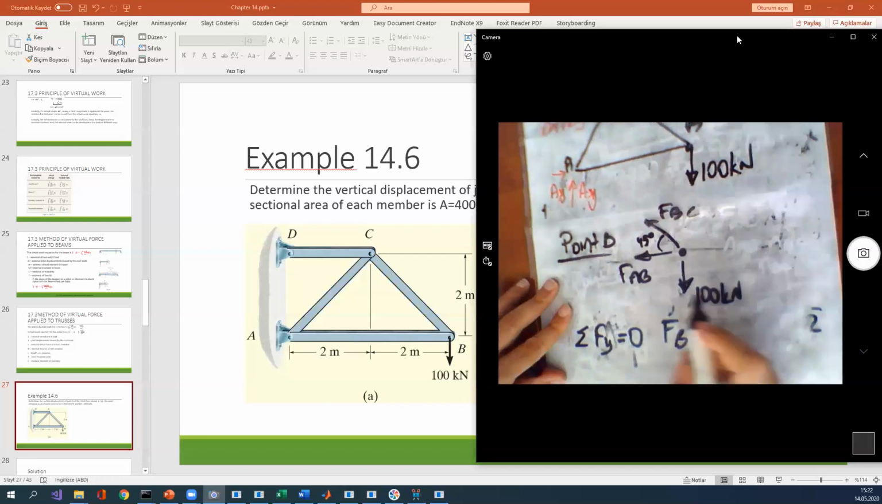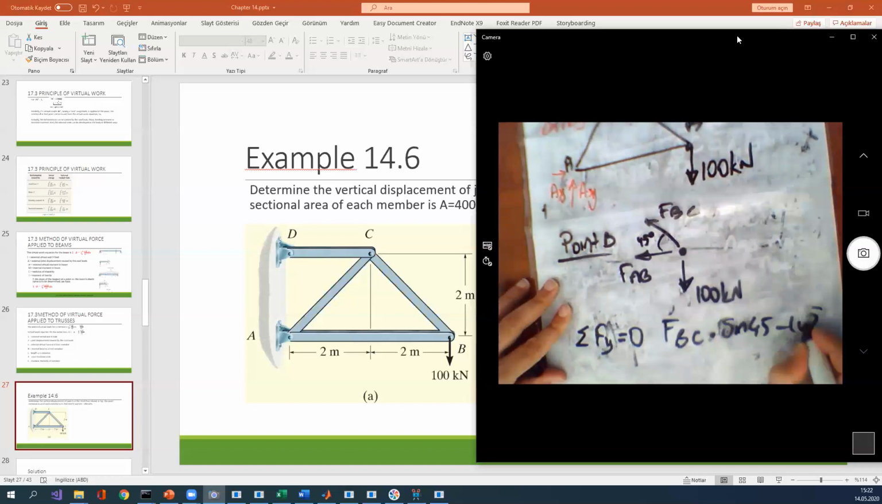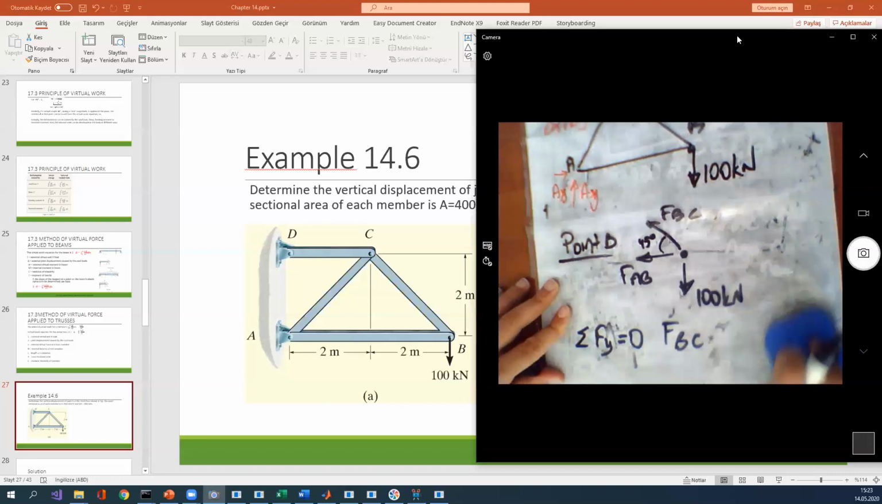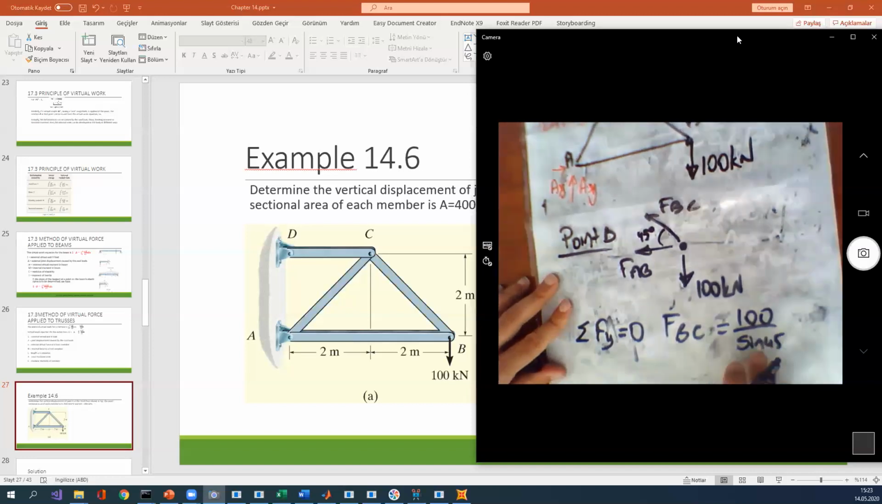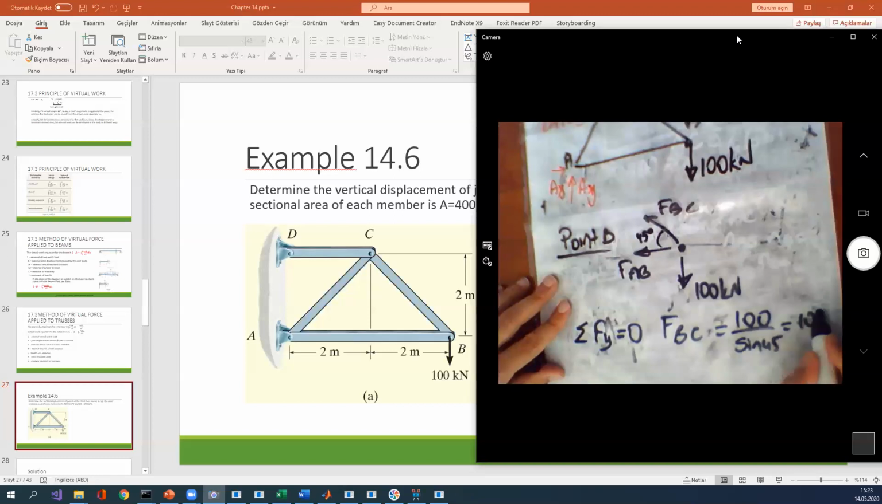FBC times sine 45 degree minus 100 is equal to 0. You can see FBC is equal to 100 divided by sine 45 degree. You know, sine 45 is 1 over square root 2. Therefore, FBC is equal to 100 square root 2.